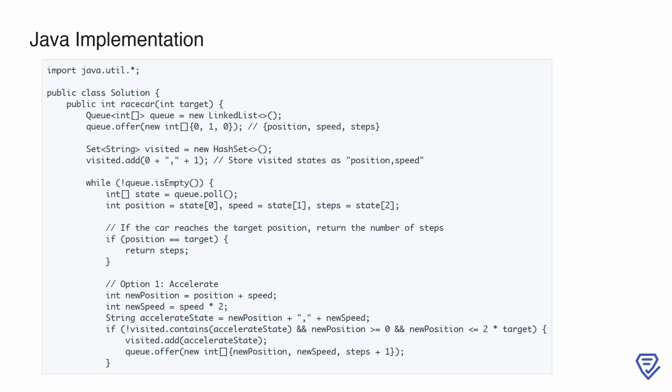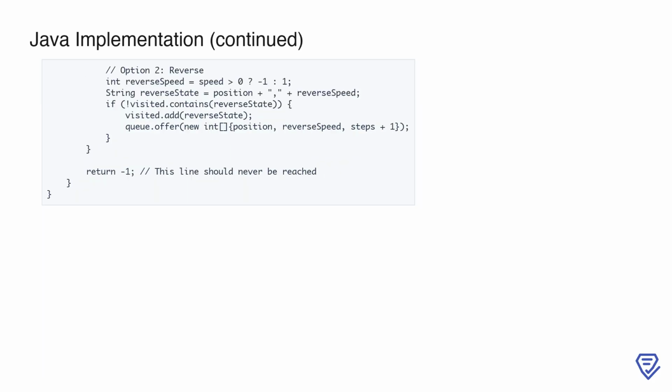it for further processing. The second option is to reverse the car's direction. Here, the speed is set to -1 if the car is moving forward, or 1 if it's moving backward. This essentially allows the car to change direction without moving from its current position. We then check if this new state, represented by the current position and the reversed speed, has already been visited. If not, we mark it as visited and enqueue it with the step count incremented by 1. This ensures that we explore all possible paths efficiently.